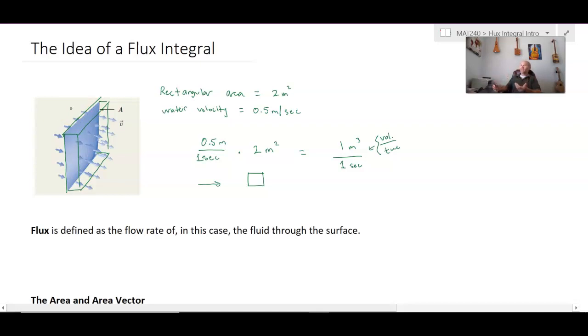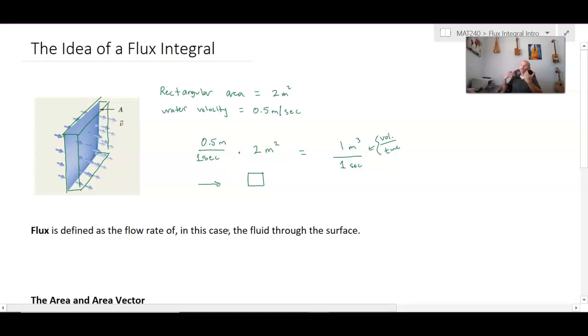We're going to give this a name. We're going to call this flow rate of volume per second, volume per time, the flux. It is the flow rate of, in this case, the fluid through the surface.